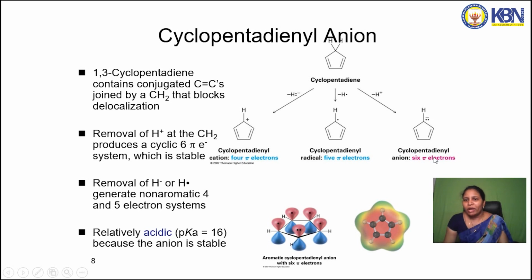Whereas look at the cyclopentadienyl anion, it contains 6 pi electrons which are always rotating in a cyclic manner. That means it forms an uninterrupted cloud, hence it is said to be an aromatic compound.